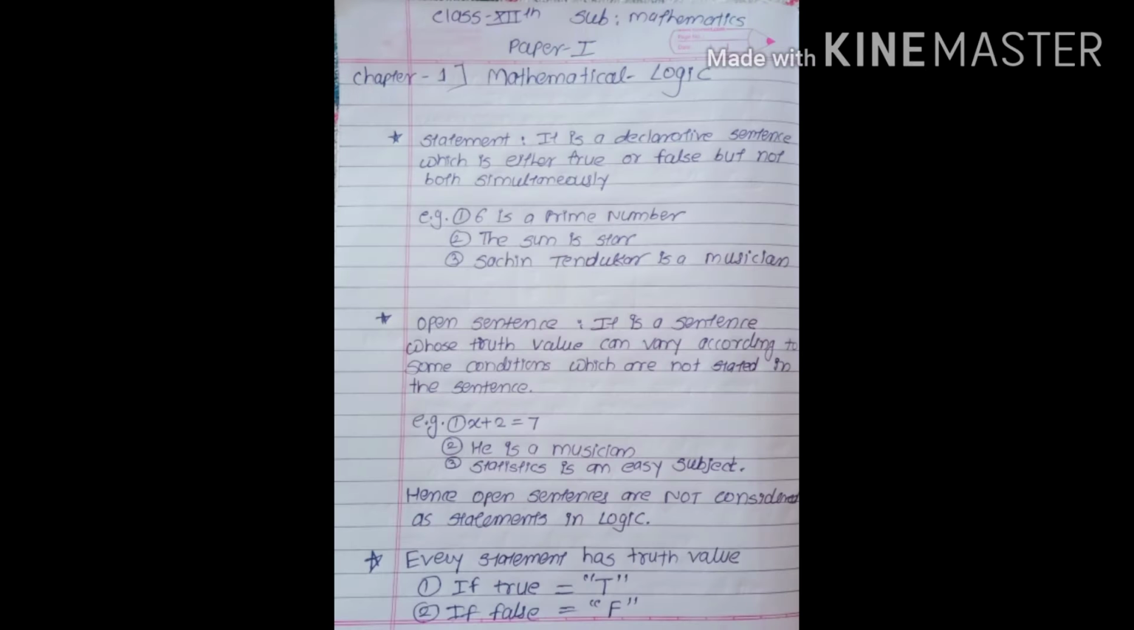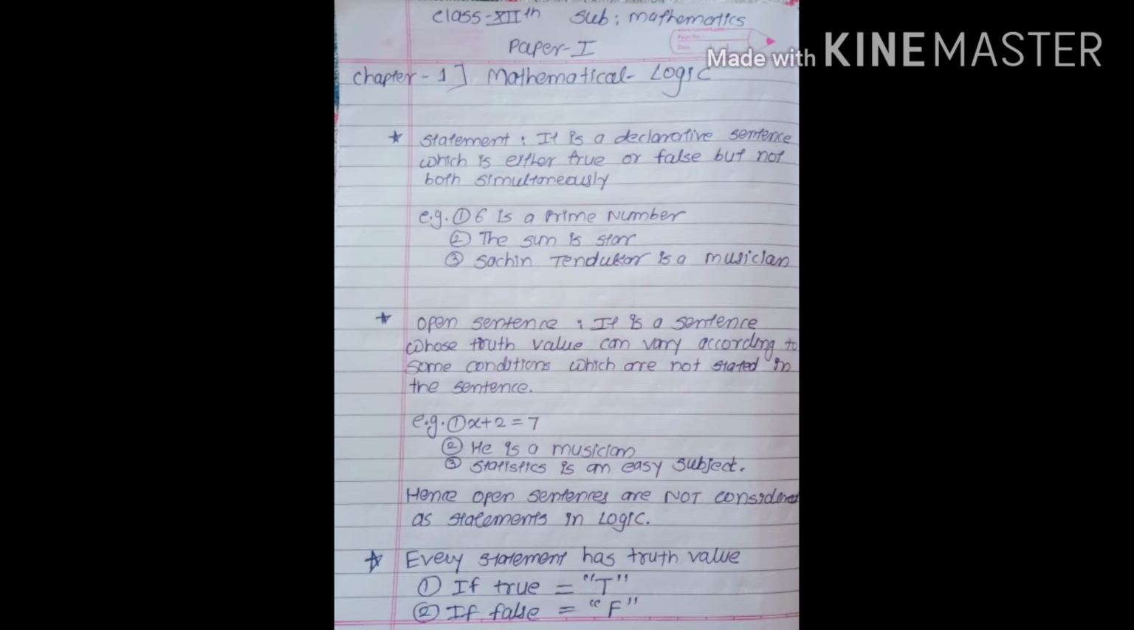Let us take another example. For example, statistics is an easy subject. Definitely, statistics is easy for a mathematician, but for some students it is a hard subject also. Therefore, this is also an open sentence because its truth value is varying according to some conditions. Hence, it is also an open sentence.